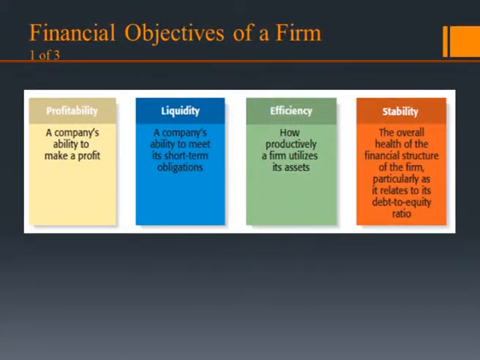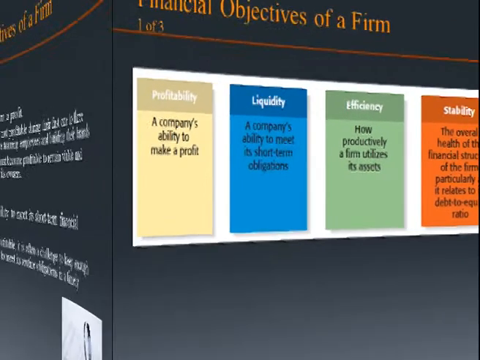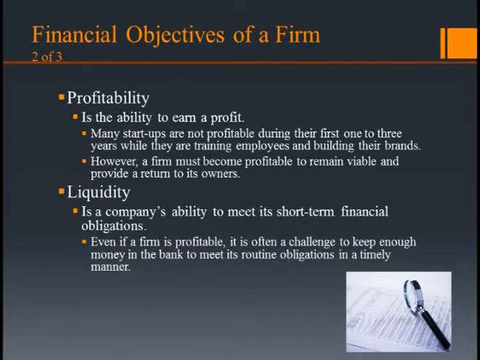Basically, there are 4 financial objectives of a firm. First, a company's ability to make a profit. Second, a company's ability to meet its short-term obligation. Third, how productively a firm utilizes its asset. And finally, the overall health of the financial structure of the firm, particularly as it relates to its debt to equity ratio. Let's look into the detail.